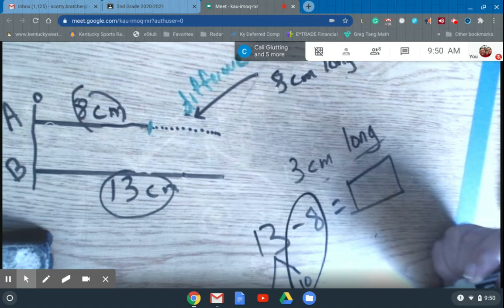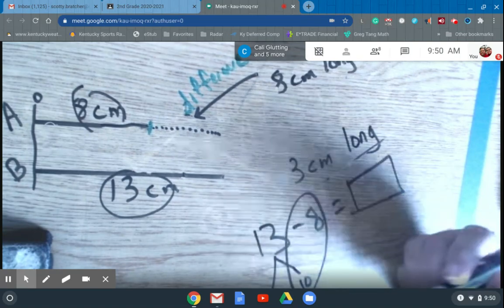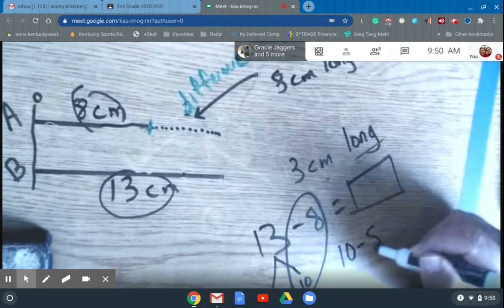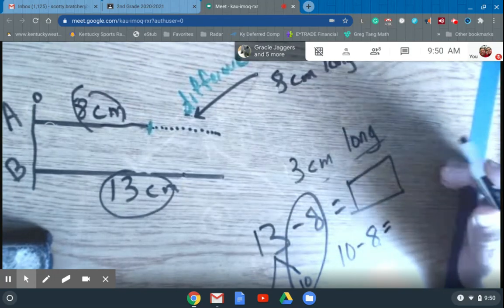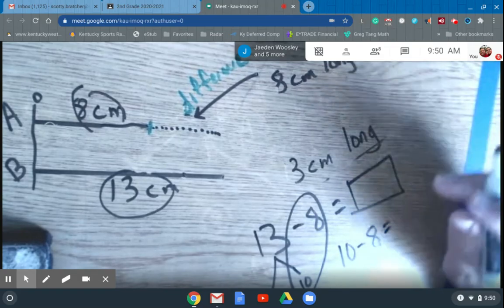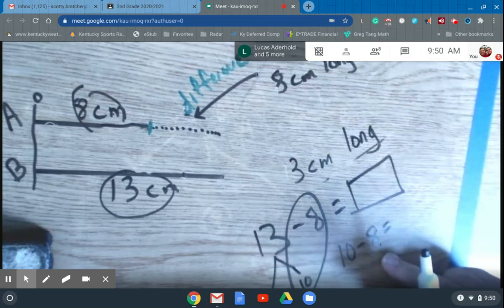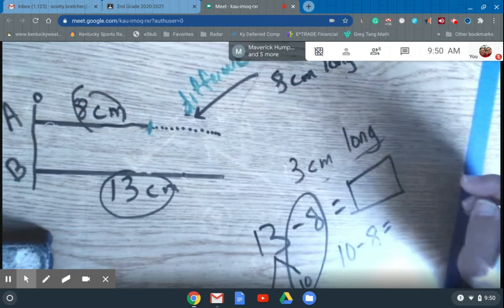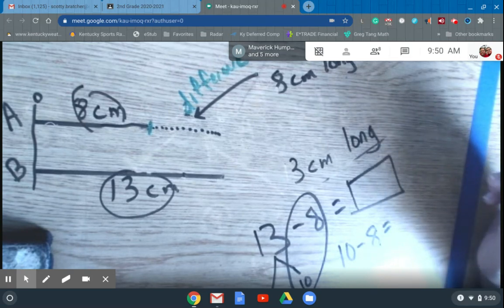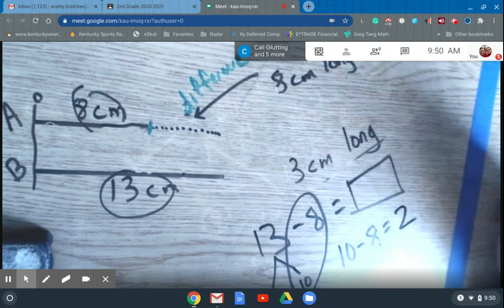And Bristol's not on here, but there's her tater. And inside the tater, it shows you 10 take away 8. And I want everybody to show me on their fingers how many dollars you're going to get back. It's 10, and I take 8 away. How many dollars you going to get back? There you go, Gracie. Be confident. All right, it's 2.